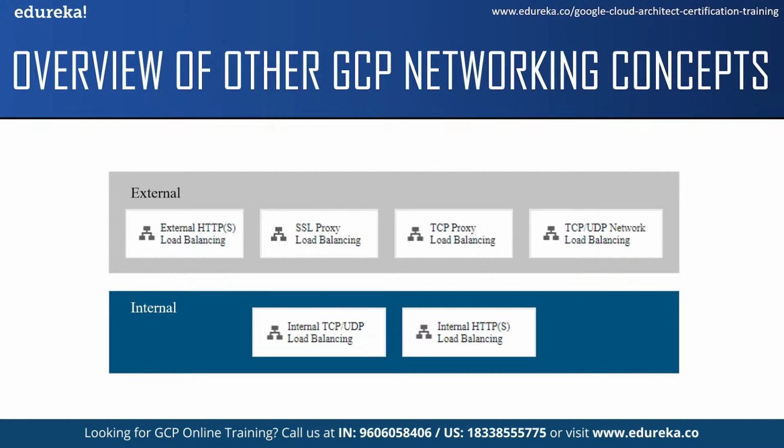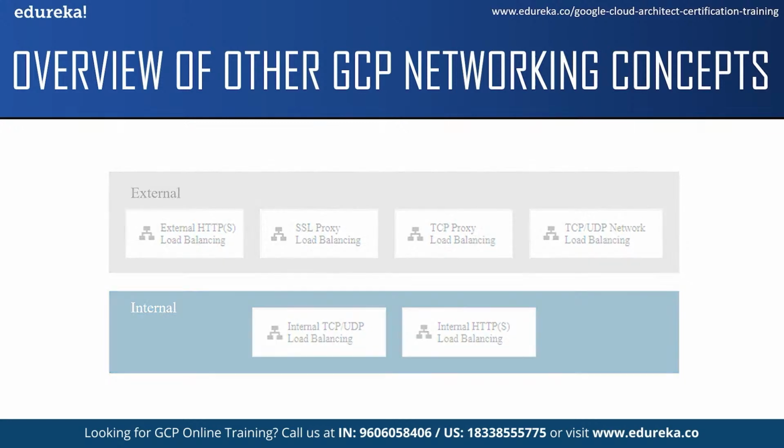The next factor is external and internal load balancing. Now an external load balancer distributes traffic coming from the internet to your Google Cloud VPC network. An internal load balancer distributes traffic to instances within the GCP network. And the last factor you need to keep in mind is the type of traffic that you need a load balancer to handle, such as HTTPS, TCP, or UDP traffic. Now this was a brief information about Google Cloud Load Balancing. Let us move on to the next topic and understand what is Cloud DNS service.